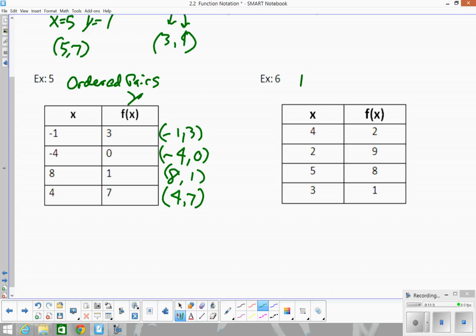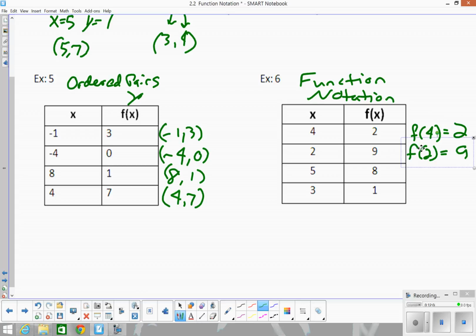What if I wanted to write these in function notation? If I want to write in function notation, all you're going to do is have my notation as f of x, and you're going to plug that value in for x. So in this case, it's going to be f of 4 equals, what is f of x equal? 2. In this case, it's going to be f of 2 equals what? 9. Alright, I want you to try the next two.